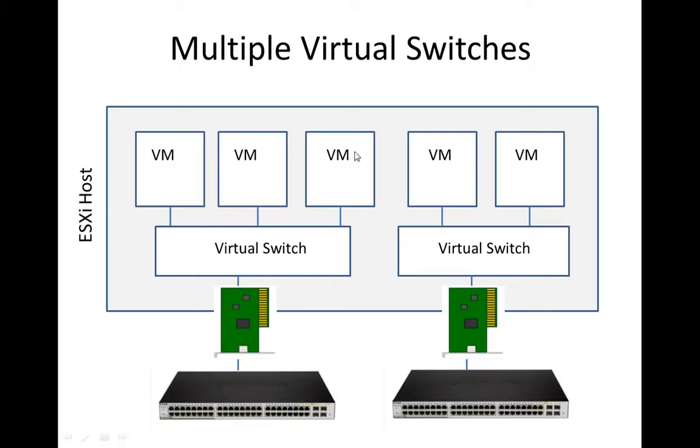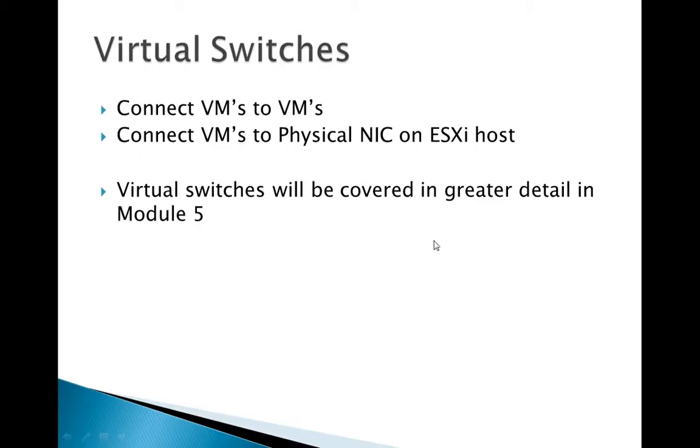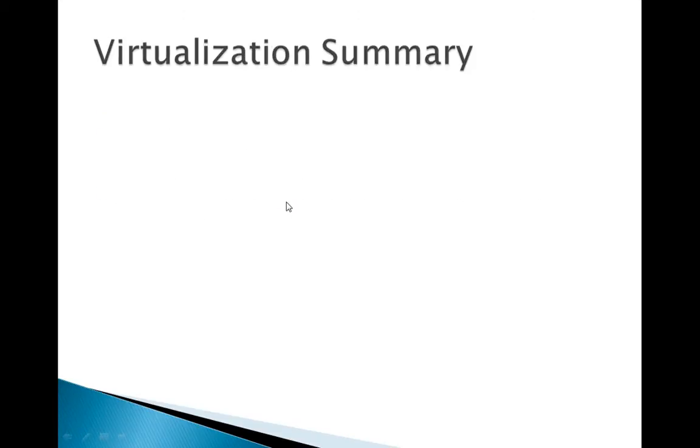So you can see the virtual machines on the left are connected to a separate network from the virtual machines on the right. Virtual switches connect virtual machines to virtual machines, and they connect virtual machines to the physical network interface card on the ESXi host. That's a lot. Virtual machines will be covered in greater detail in Module 5.